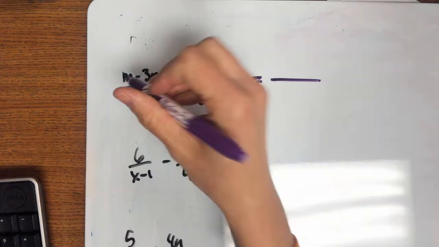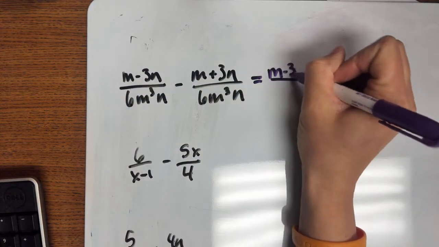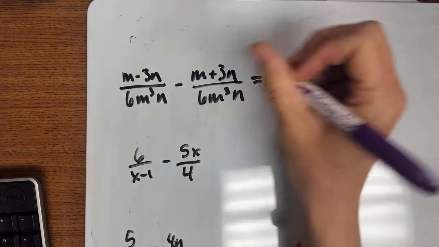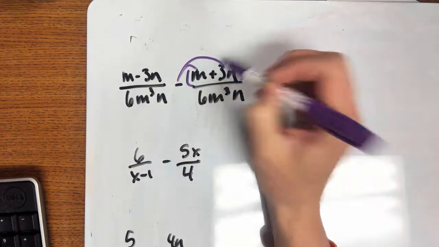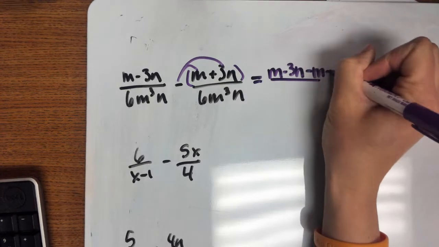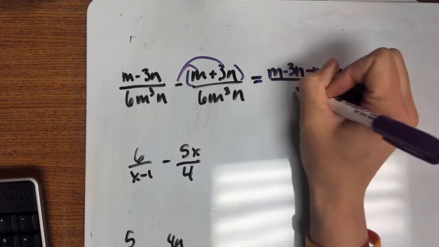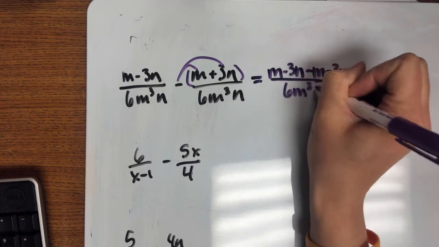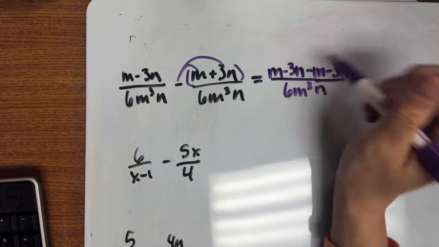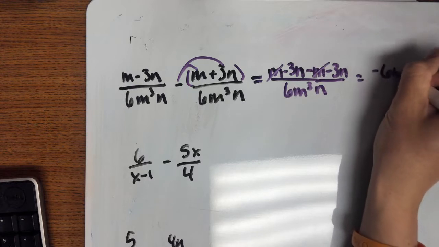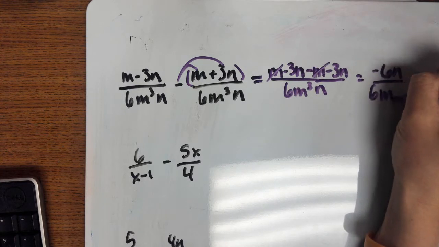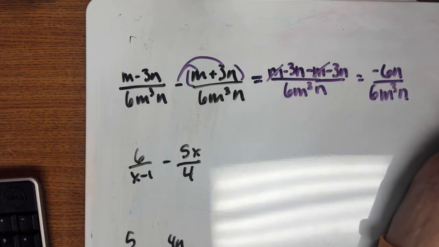So I've got m, let's just go ahead and write this out. You can skip this step if you can do it in your head, but you have to be careful to remember that that's like in parentheses, so that negative gets distributed. So it'd be minus m minus 3n over, and then the denominator does not change. Combine like terms if you can. That gives me negative 6n over 6m cubed n, and then you just have to remember to simplify.